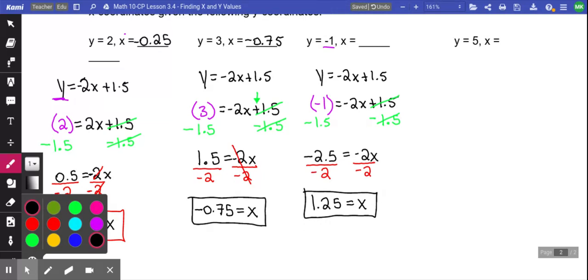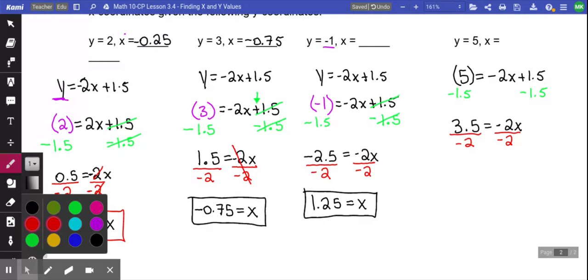Beautiful. Last one, and then we're done. You would have changed y to be 5. So I have 5 equals negative 2x plus 1.5. You need to move that 1.5 over, so we're going to subtract 1.5 from both sides. That gives me 3.5 equals negative 2x. And then we divide to get rid of that negative 2. That gives me an answer of negative 1.75 equals x.